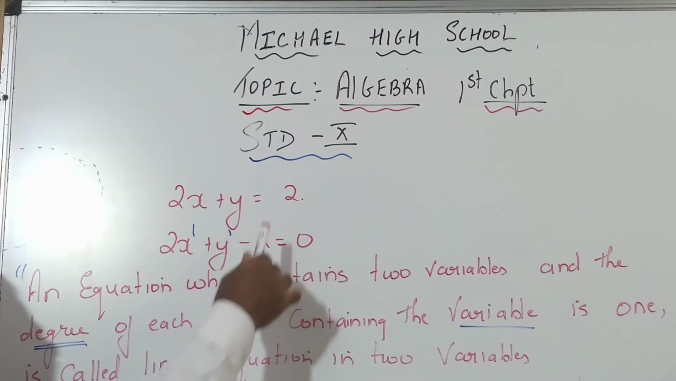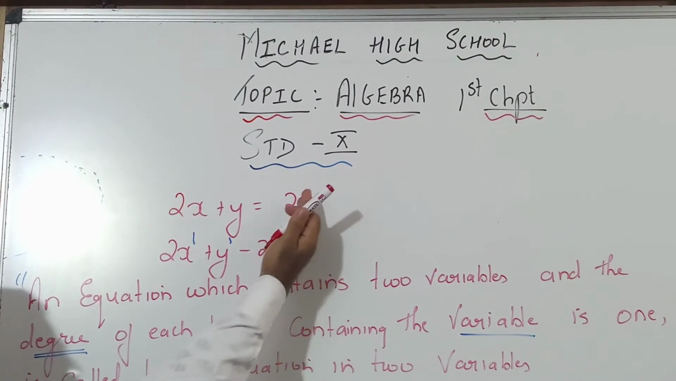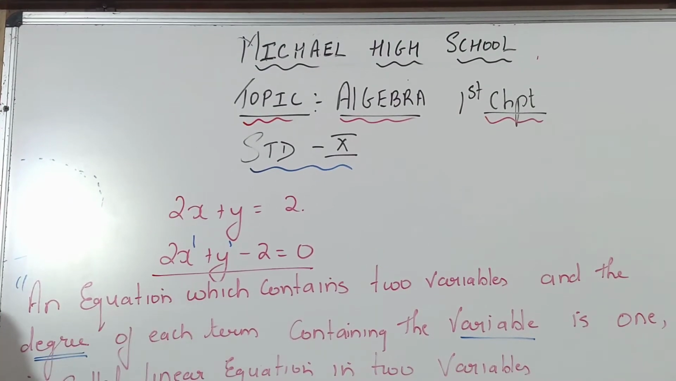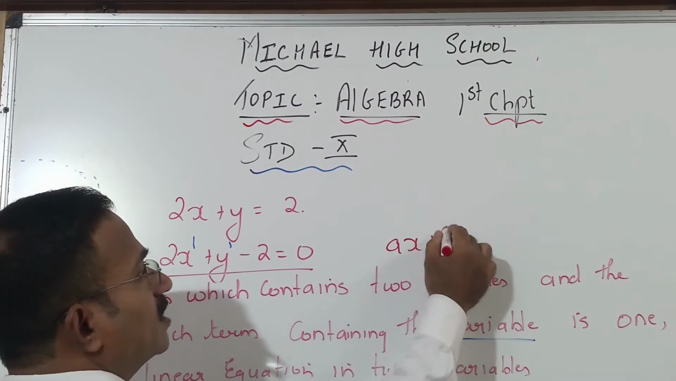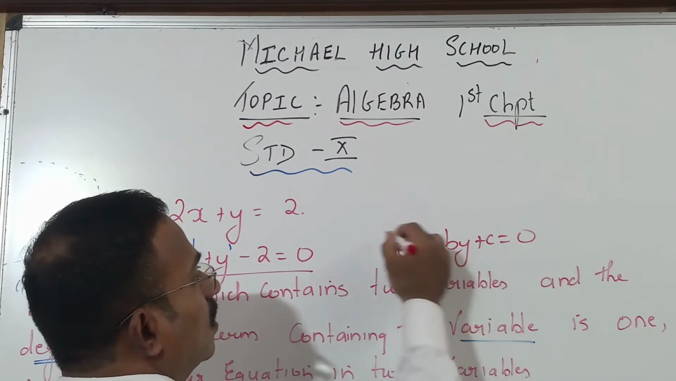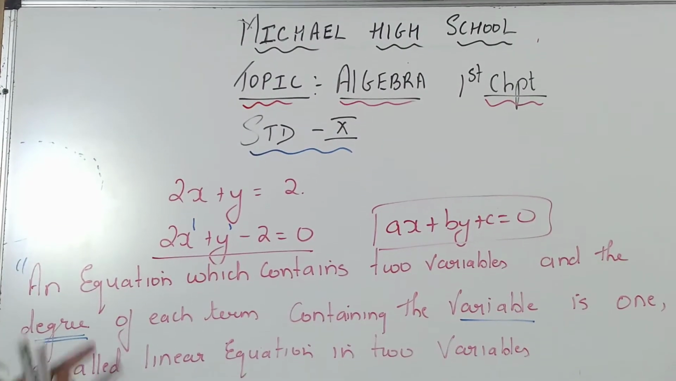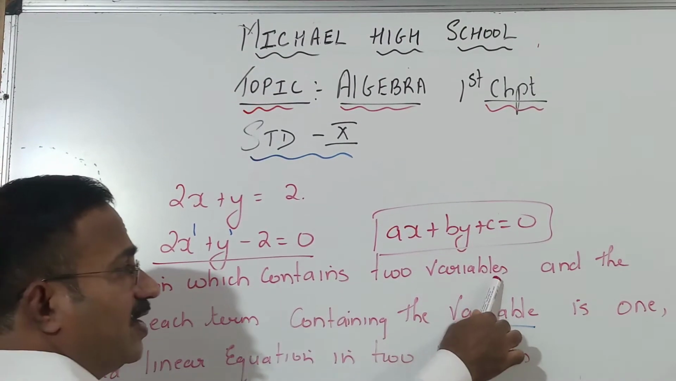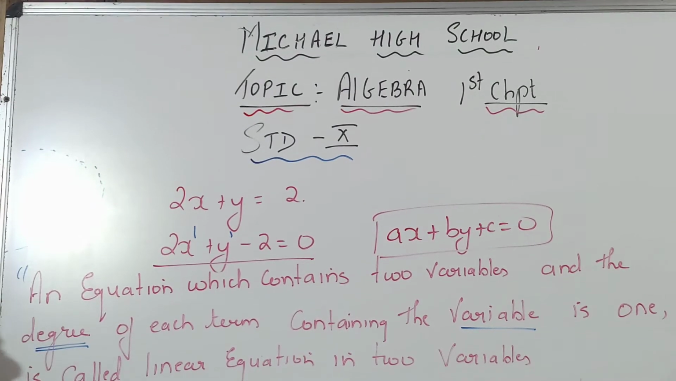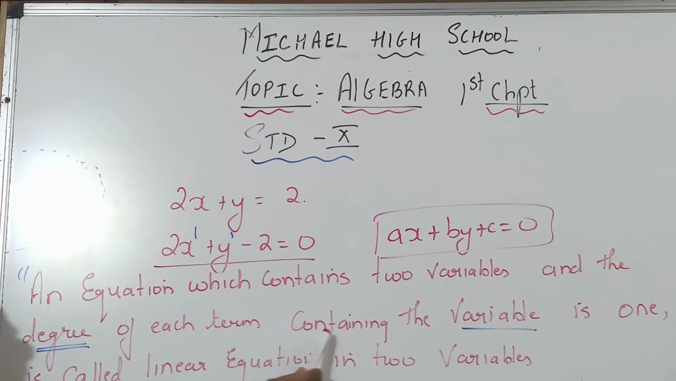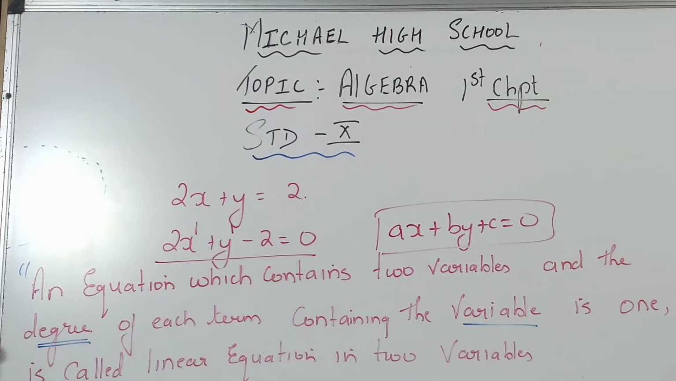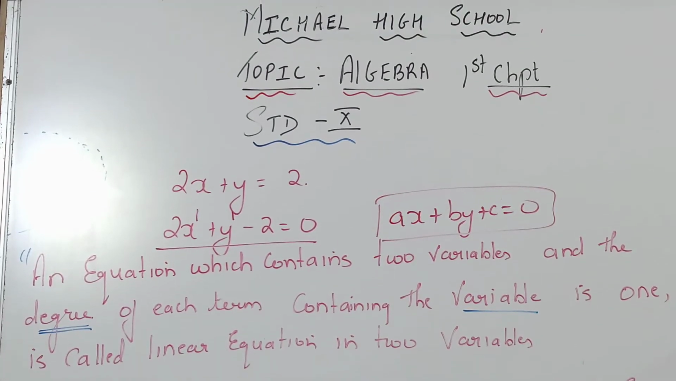2x plus y is equal to 2 can be written as 2x plus y minus 2 equal to 0, because the general form of equation is ax plus by plus c is equal to 0. Now what is the definition of linear equation? An equation which contains two variables. Variables means alphabets. And the degree of each term containing the variable should be 1. If the degree of the variable is 1, then it is called linear equation in two variables.